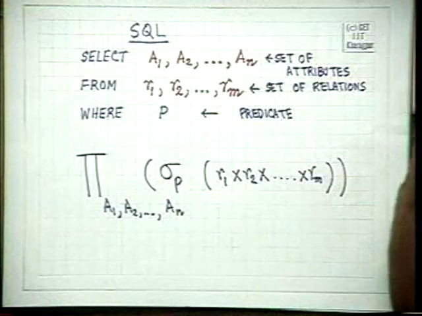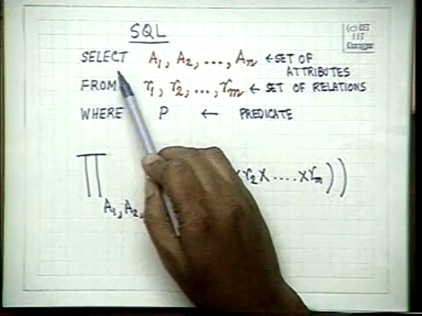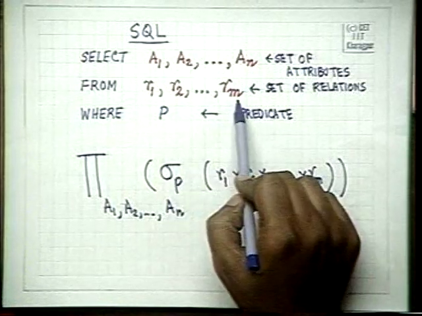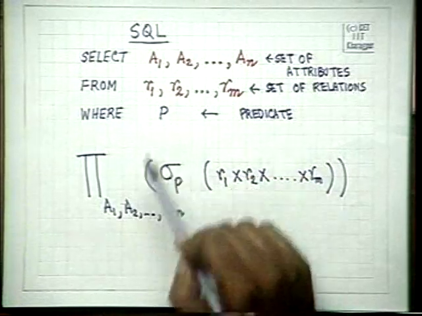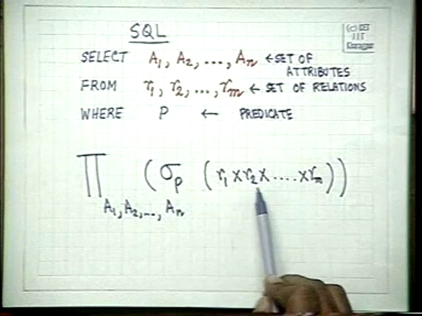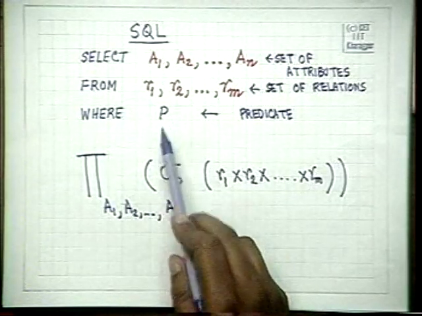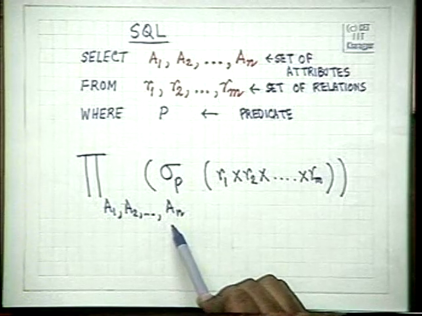We are doing SQL, which is a commercial language that combines both relational algebra and relational calculus, and we saw that the structure of any SQL query is of the type: select a set of attributes from a set of relations where P is a predicate. This is equivalent to the Cartesian product of the relations, a selection using the predicate P, and a projection of the attributes A1 to AN.